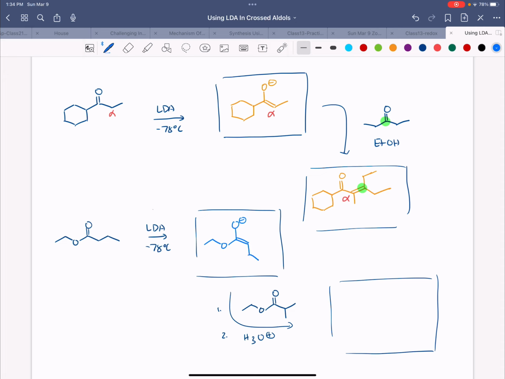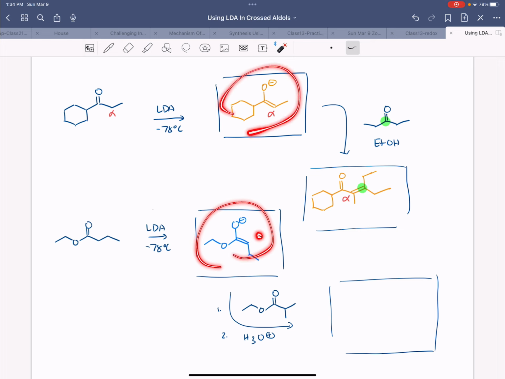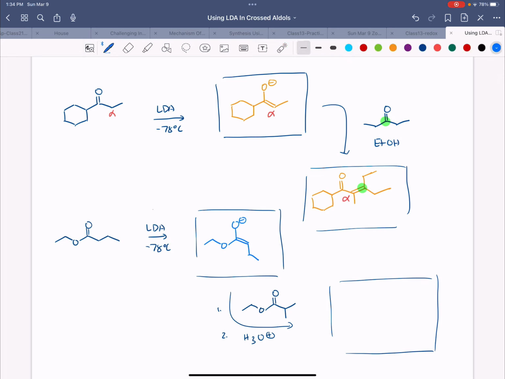Okay. So the other thing is this, and I've said this before: because you're using LDA, you get 100% of this. So there is no attacking another one of itself, because you have 100% of this. That means you have none of this, right? So when you do a self-aldol or self-Claisen, you need a percentage of the amount to be enolate and another percentage to be the non-enolate. Here, we get 100%. And just to really specify, this is 100% of the kinetic.